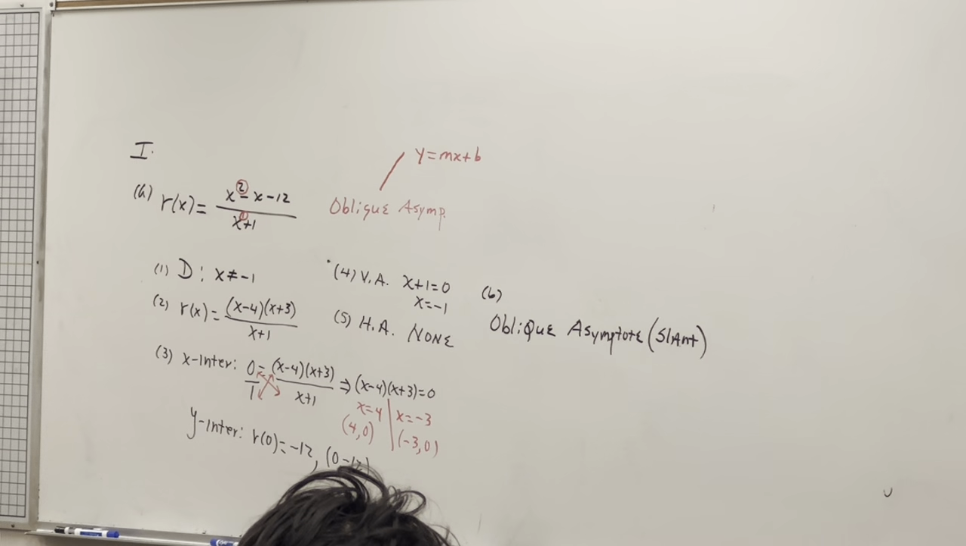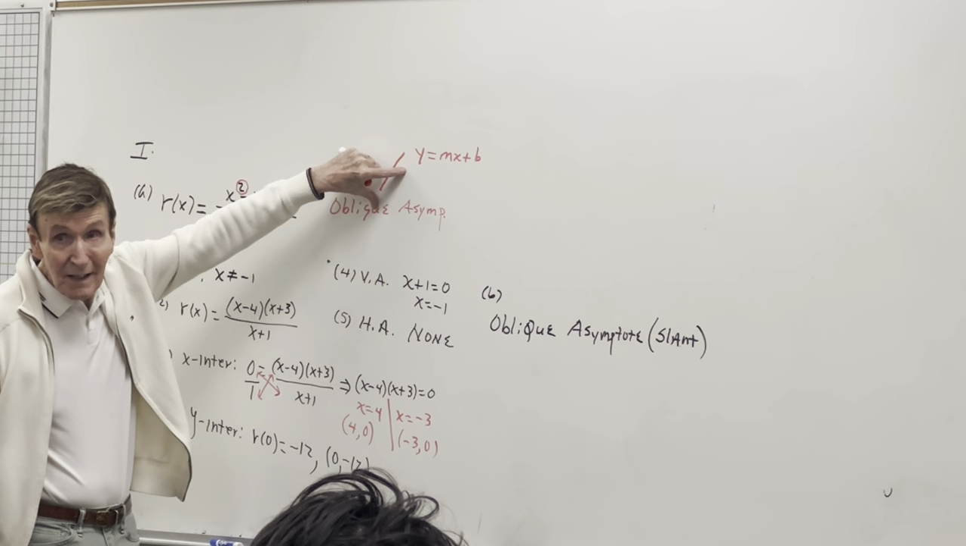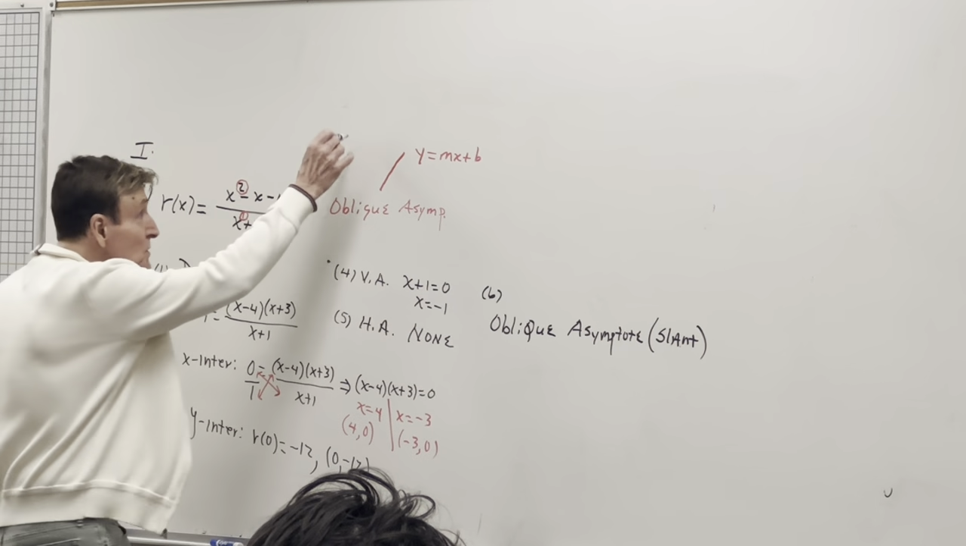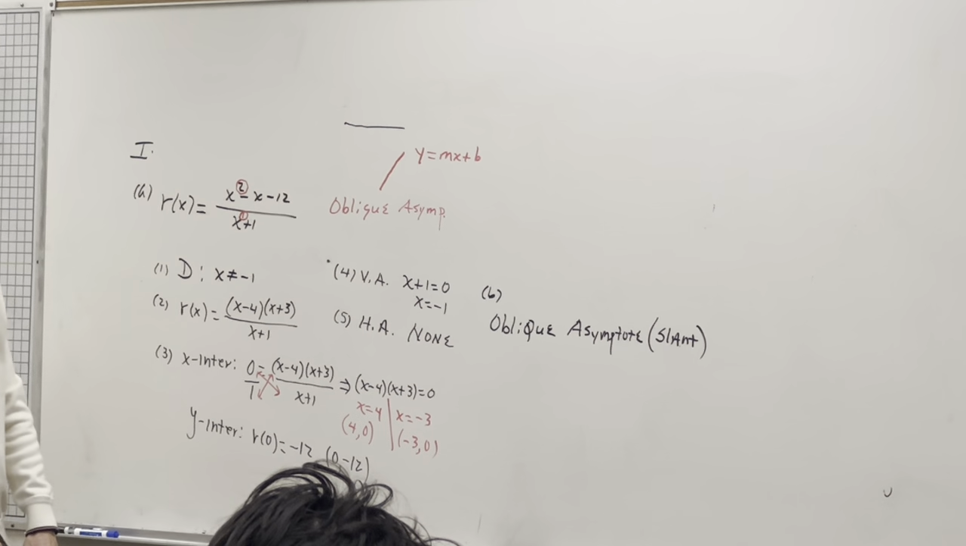Okay, no horizontal. A slant in this case. Now where is it? I've got to put it on the grid because my graph is supposed to follow it. It's supposed to look something like this, not this. There's no horizontal. There's a slant line acting as an asymptote.